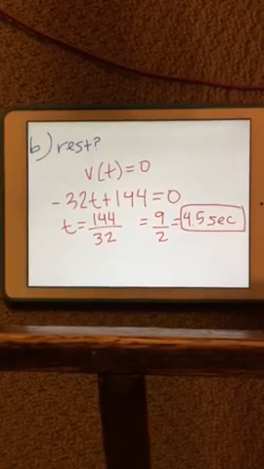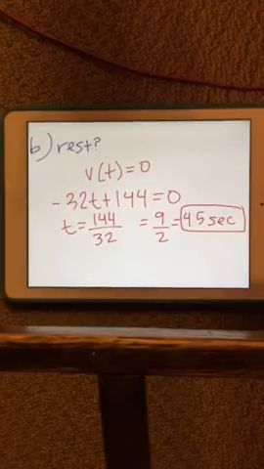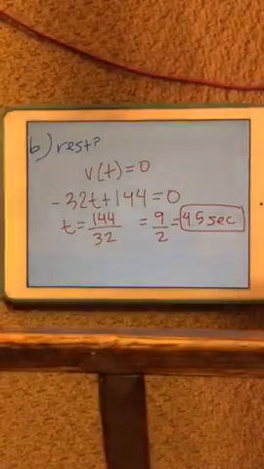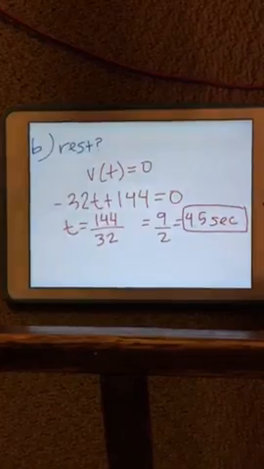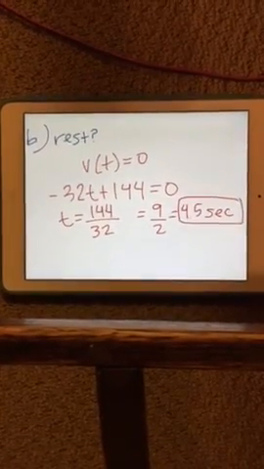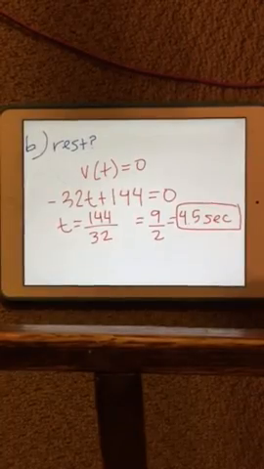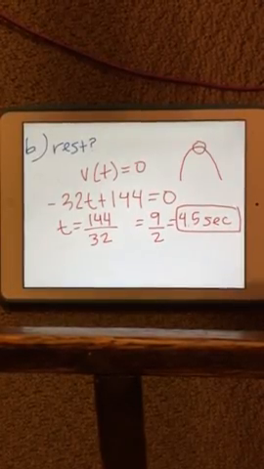And so it also asks what is happening at this point in time. So when the velocity is 0, that's when the ball is at rest. That's when the ball is at a turning point, like on a graph. This would be the maximum height.